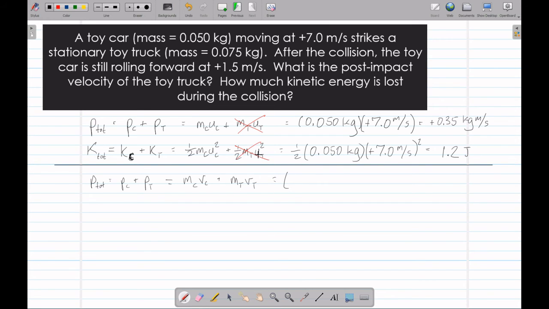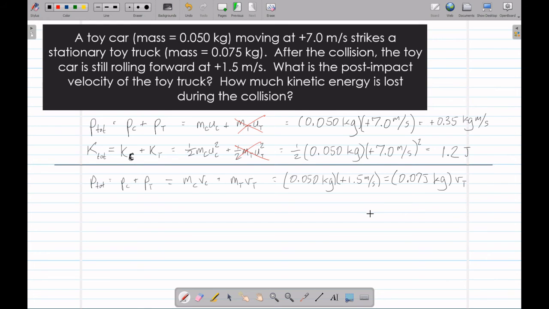Now we'll go ahead and plug in the mass of the car, which is 0.050 kilograms. Assuming nothing broke off of the car, then its mass doesn't really change. Its velocity after the collision is positive 1.5 meters per second, so it's still moving in the positive direction, just slower. The mass of the truck is 0.075 kilograms. And the final velocity of the truck, well, that's what we're trying to find, so we'll leave that as Vt.